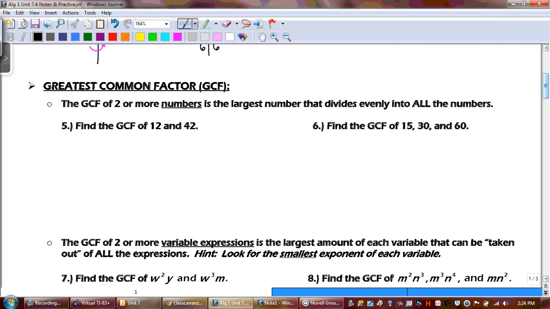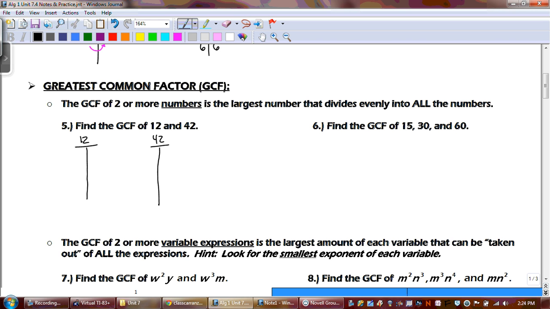Now, greatest common factor. The GCF of 2 or more numbers is the largest number that divides evenly into all of the numbers. Now, some of you might be able to look at this, 12 and 42, and know what it is right off the top of your head, and that's fine. If you don't though, we have to show the work. And the way we do that is just by writing the list of the factors of the numbers.